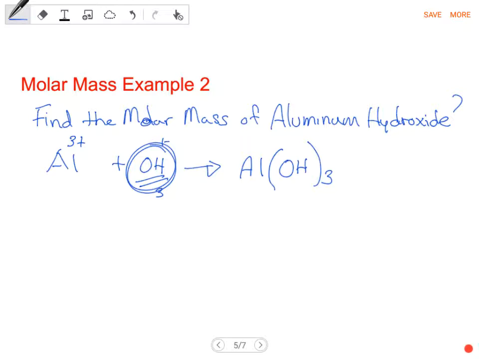Now, what does this give us? So we have aluminum. The atomic molar mass of aluminum is 26.98 grams per mole times 1, because we only have one of them. So that is 26.98, obviously.